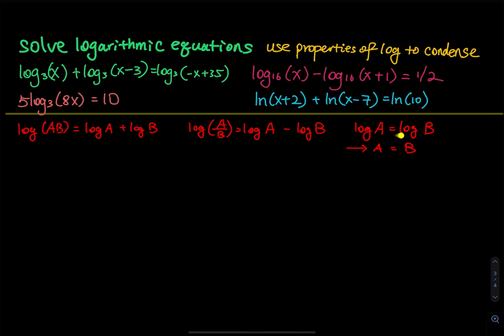And then log of a equals log of b. This is a one-to-one property. Then a equals b. So we will be using this a lot. And this also applies to natural log, which is ln.